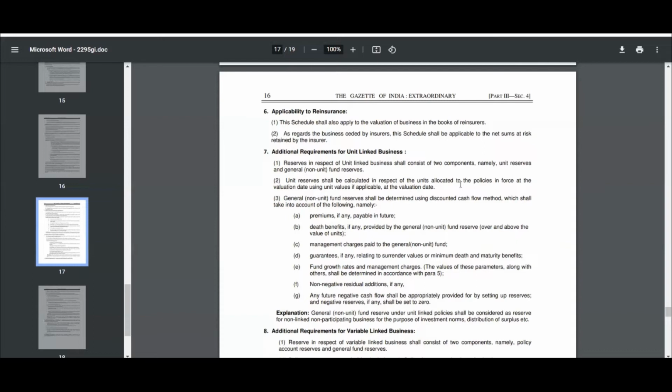Now this is the question for today. What do you mean by non-negative residual addition? The answer would be given in tomorrow's video.